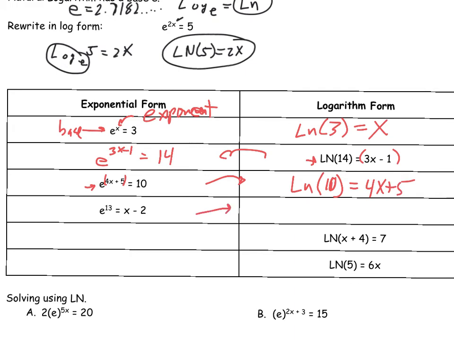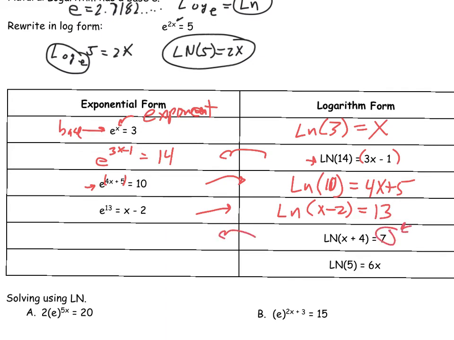This one, why don't you try these next 3? Hit pause, try them, and then unpause it, and then you can check your answer. So hit pause now. Okay, you probably have done it already. So ln for e, because we're using e, of the x minus 2 equals the exponent, and the exponent in this case is 13.